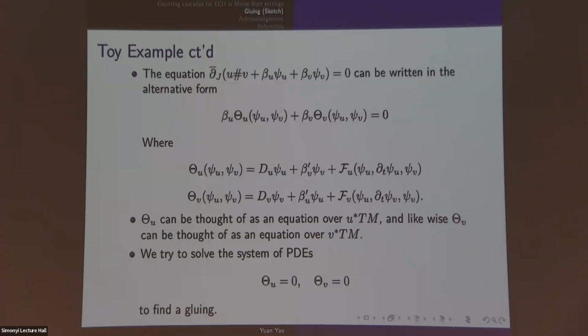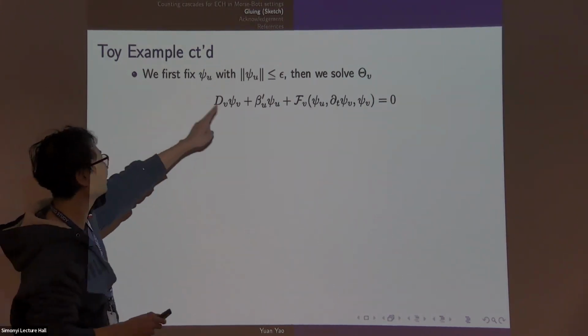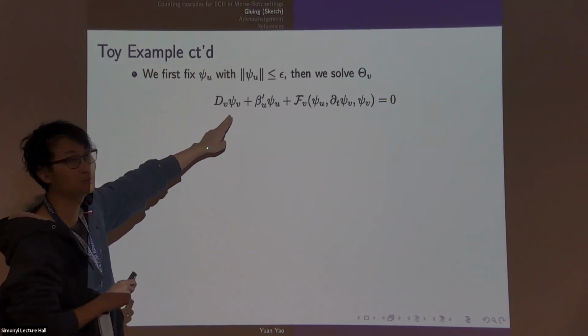Understood. Okay, so I'm going to try to solve this system of two PDEs. How am I going to do that? First, I'm going to fix psi of U. I fix it to be small, and then I'm going to solve theta of V. After I fix this one, the only independent variable is psi of U now, right?